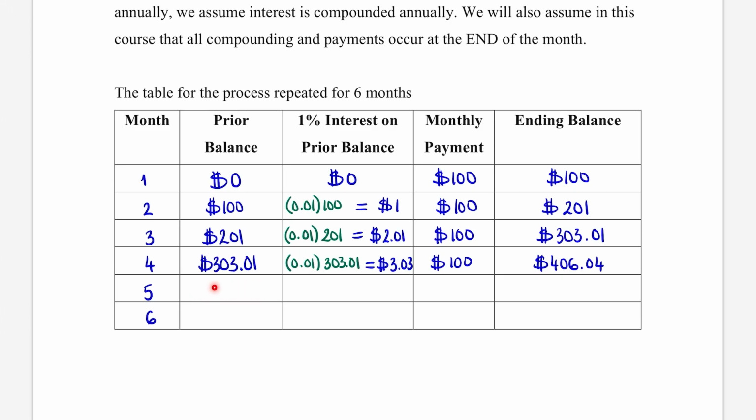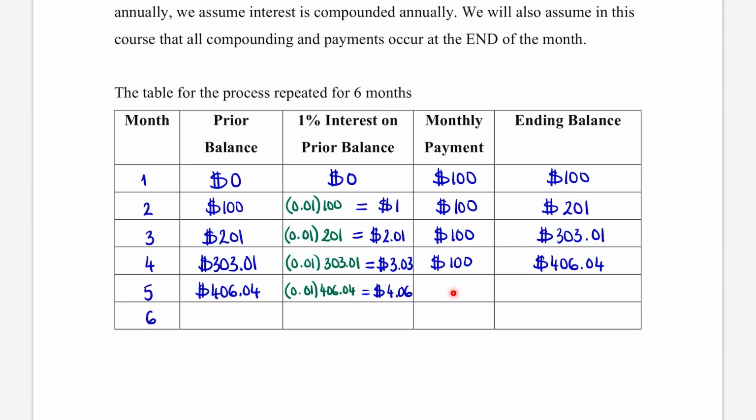In the beginning of my fifth month, the prior balance was 406.04. The interest that I'll earn is 1% of 406.04. 0.01 times 406.04, and I get $4.06. Again, we round to 2 decimal places here because we're working in the amount of dollars.